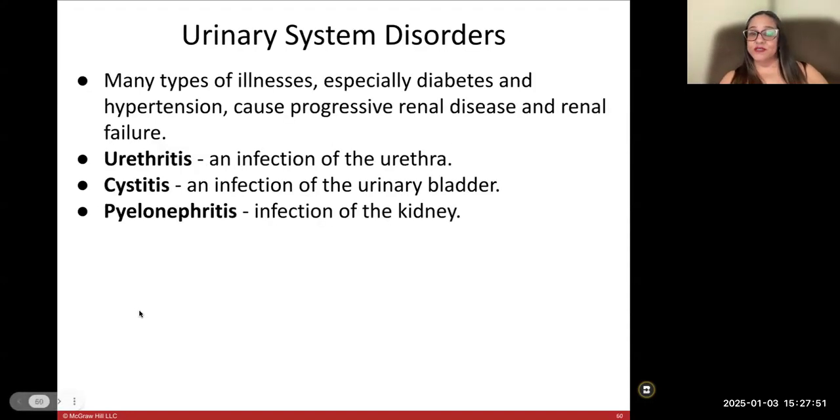So many types of illnesses, especially diabetes and hypertension, cause progressive renal disease and renal failure. Urethritis is an infection of the urethra. Cystitis is an infection of the urinary bladder. Pyelonephritis is an infection of the actual kidney.